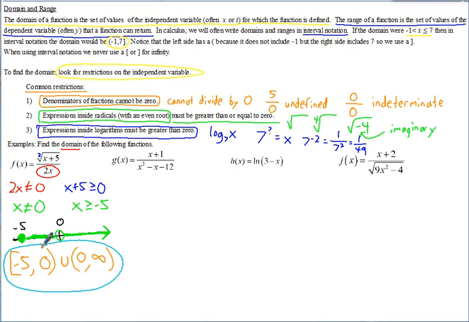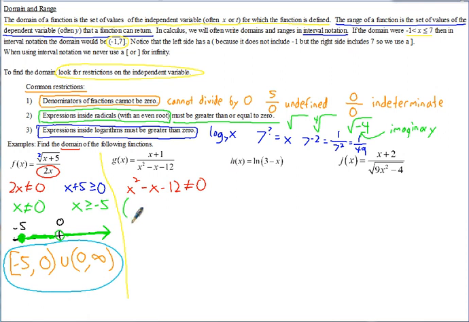Okay, let's take a look at g of x here. G of x, let's see if we have any of these restrictions. We have denominators cannot be 0. We do have a denominator. So let's make sure x squared minus x minus 12 does not equal 0. So to solve this one, you solve it just like you would if you were solving it with equal to 0.